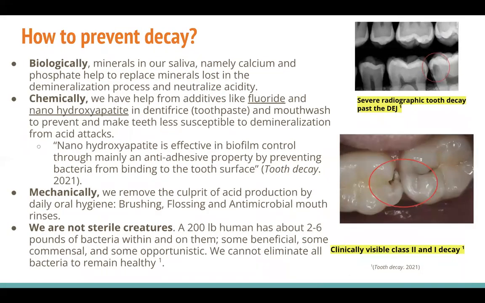So how is decay prevented? First of all, biologically, by our saliva, which has minerals like calcium and phosphate to help replace minerals lost in the demineralization process. Secondly, chemically, with additives like fluoride and nano-hydroxyapatite. Thirdly, mechanically, by brushing, flossing, and antimicrobial mouth rinses.